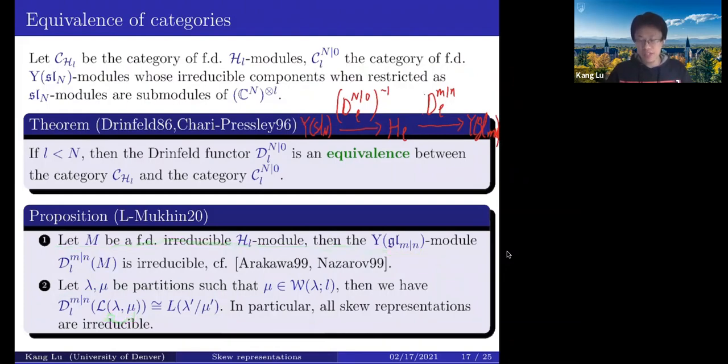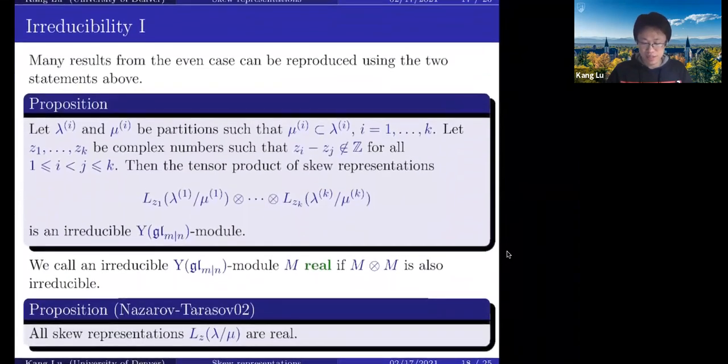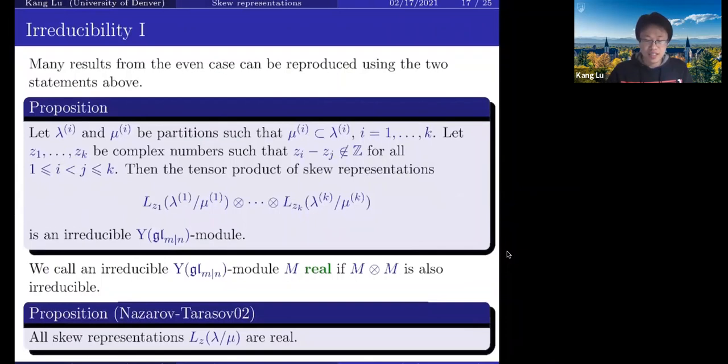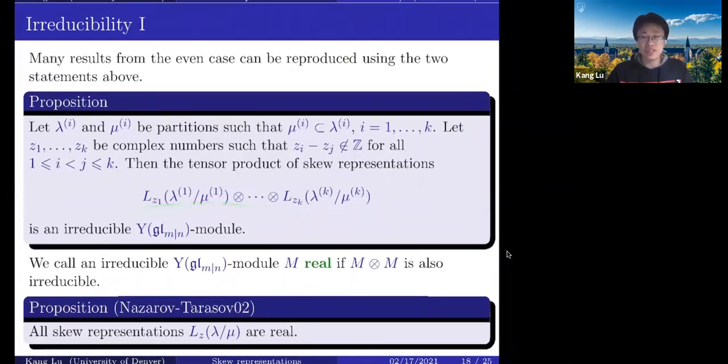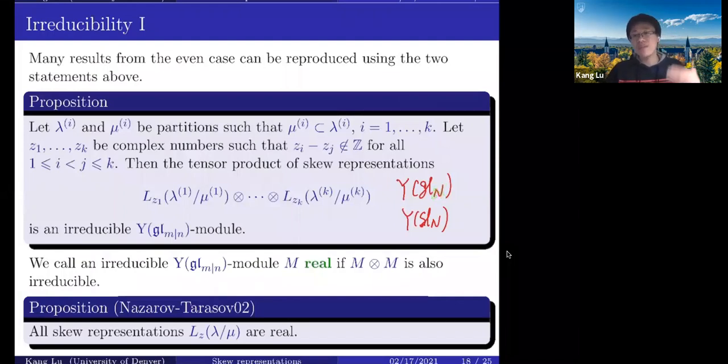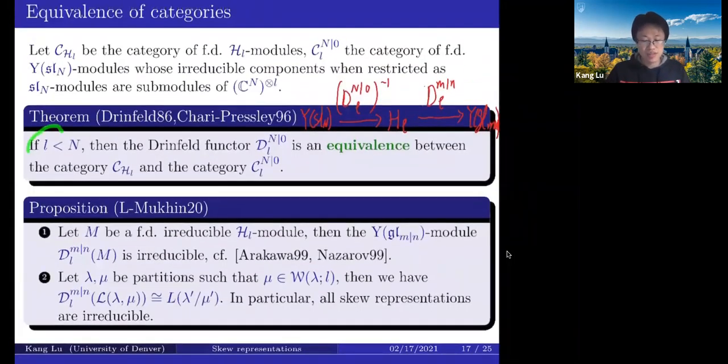Okay, and based on this philosophy, many results can be generalized to the super case. For example, in the even case, it's known that if I take the tensor product of skew representations with evaluation parameters in different Z-cosets, then this is irreducible. Under the same philosophy, first I pull it back. Here I consider the result for the Yangian of GL_N or of SL_N; it does not really matter. If you look here, the condition does not rely on this n at all. So you can make n very, very large and you still have such a result.